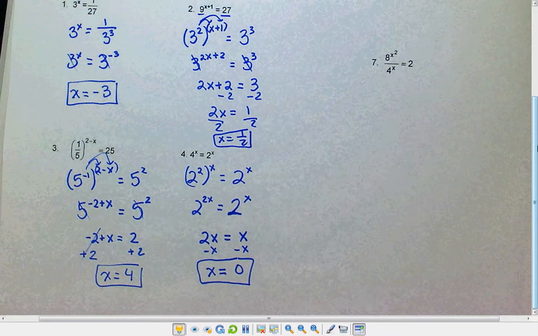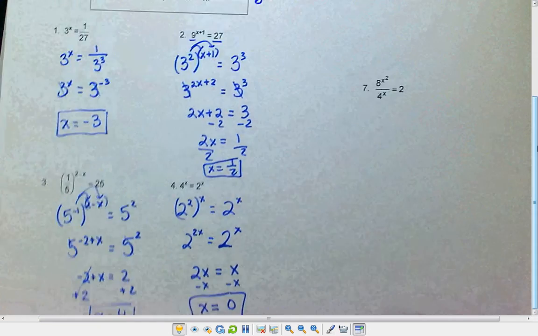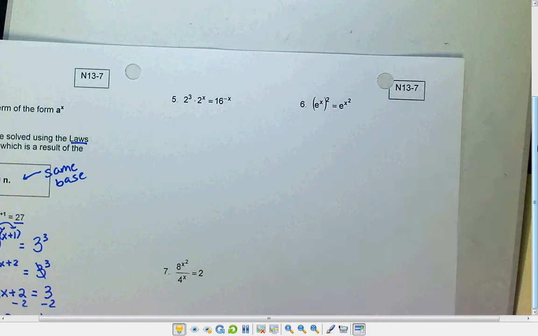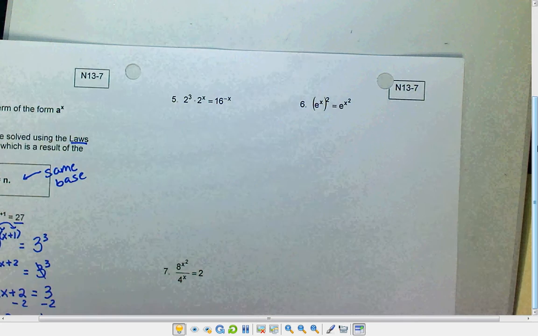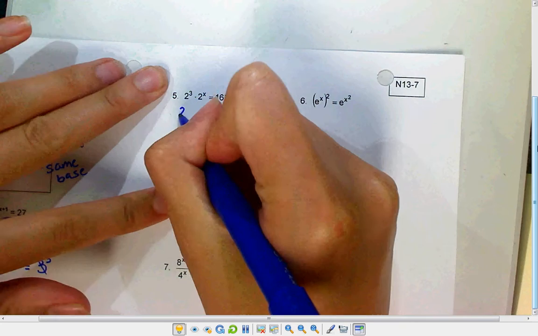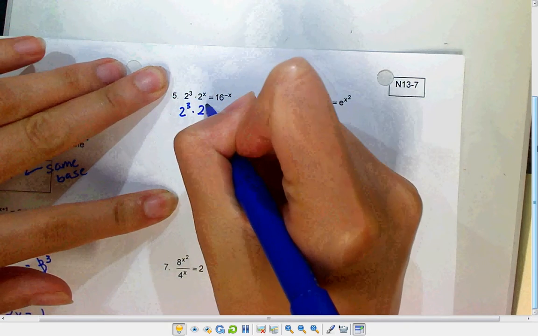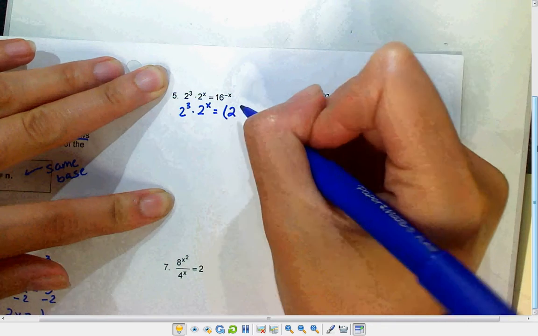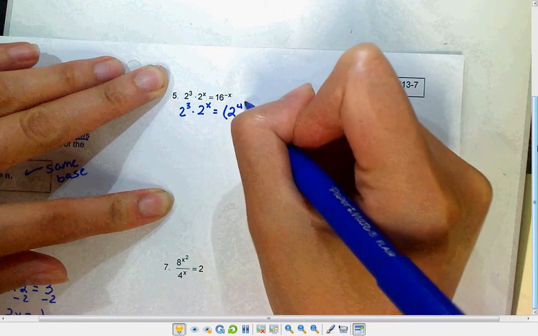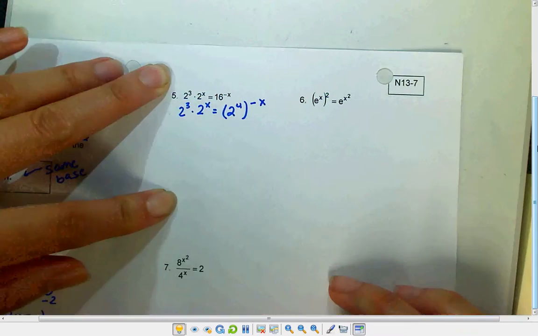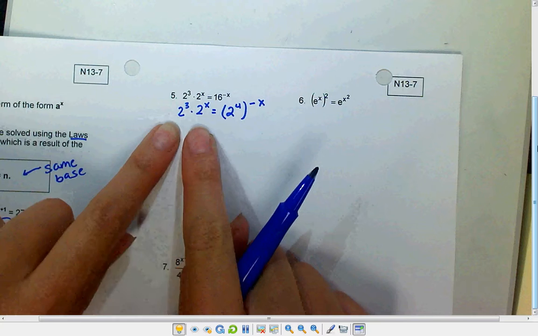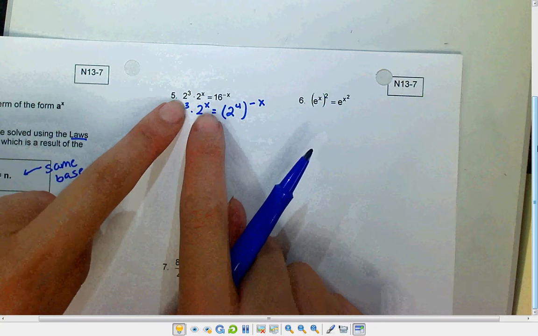Okay, let's look at some equations now where we're going to have to use some of our exponent rules. If you look at number 5, we want them all to be the same base. We have 2 to the third times 2 to the x. We can rewrite 16 as 2 to the fourth, with negative x out there. For this one, we have two of the same base here. What am I going to do with my 3 and my x?